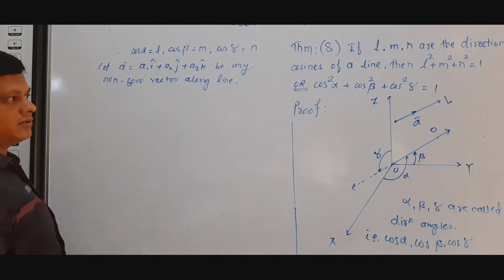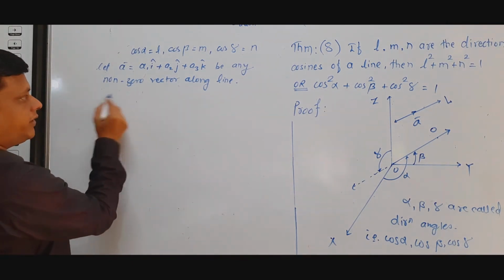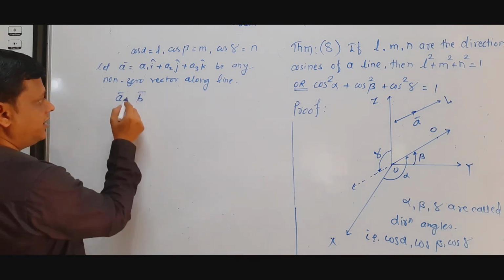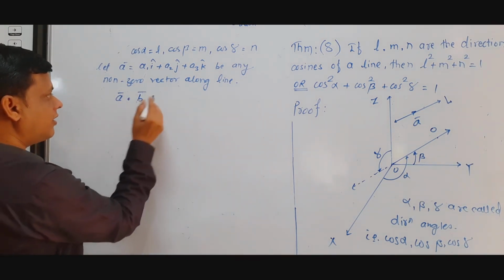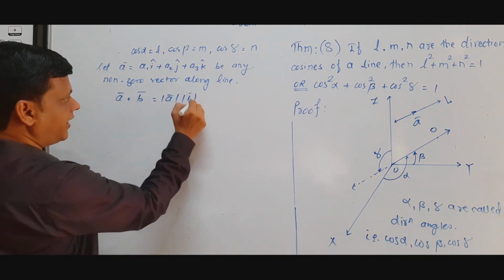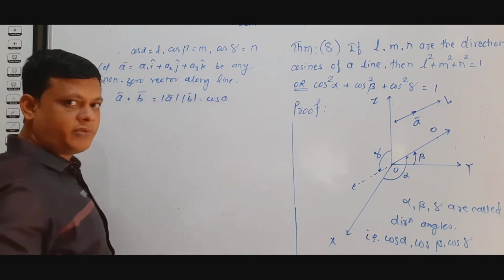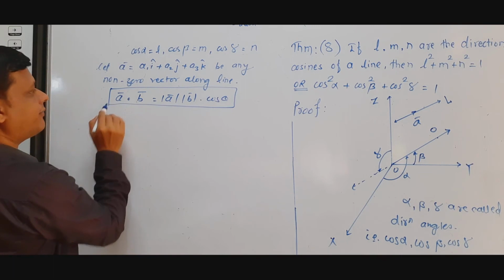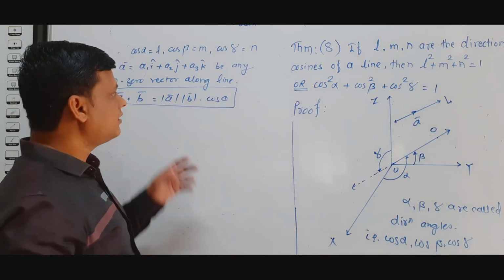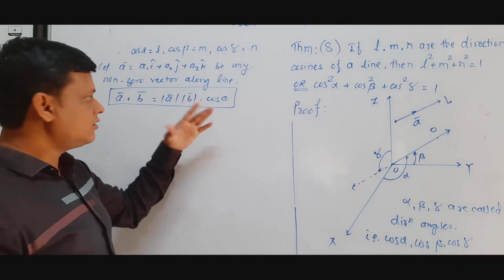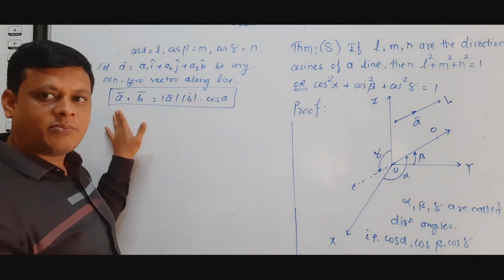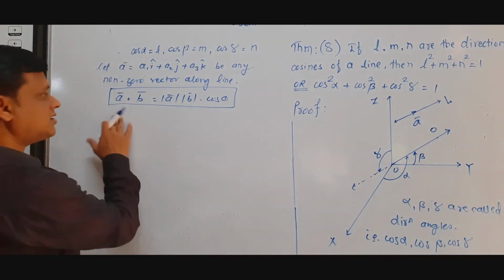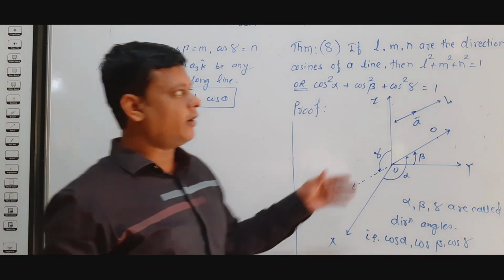By definition we know the angle between two vectors. If the first vector is A bar and the second vector is B bar, then by the definition of dot product, A bar dot B bar equals magnitude of A bar into magnitude of B bar into cos of the angle between them. This is the definition of scalar product: if the vectors are A and B and the angle between them is theta, then A bar dot B bar equals magnitude of A into magnitude of B into cos theta. We use this concept for writing the proof of this theorem.